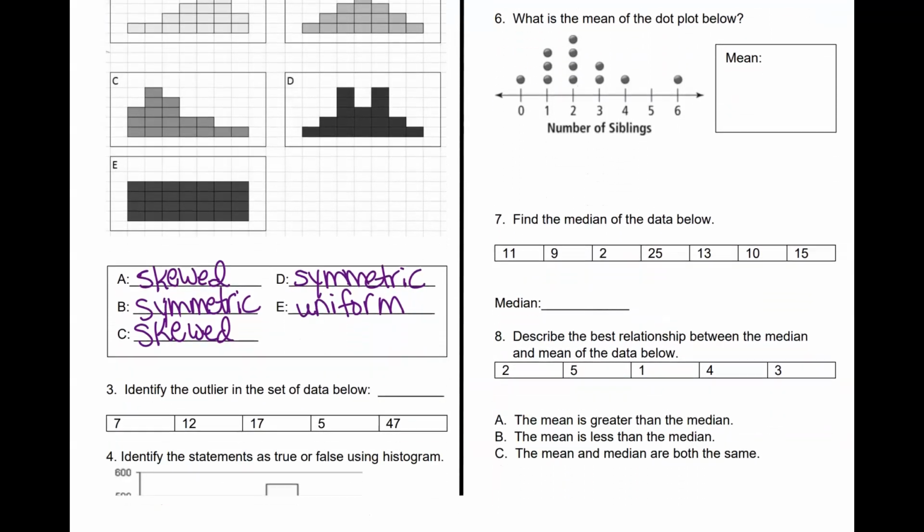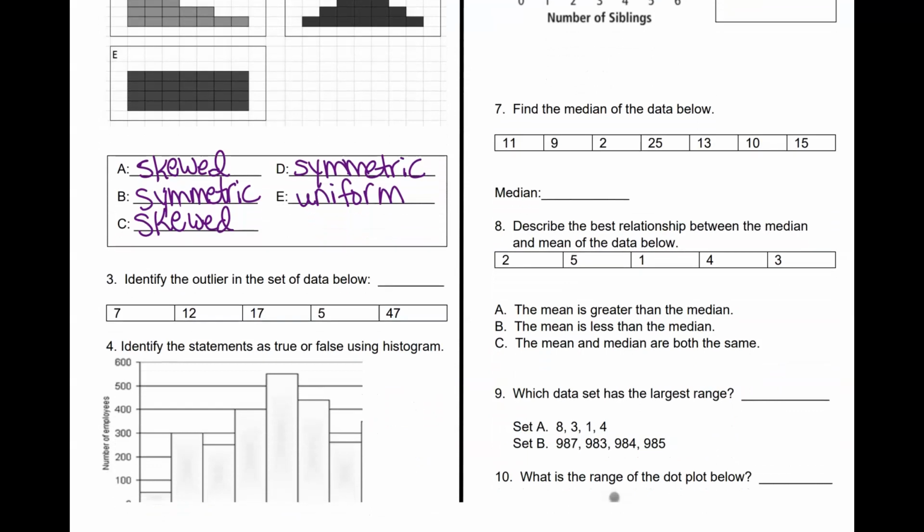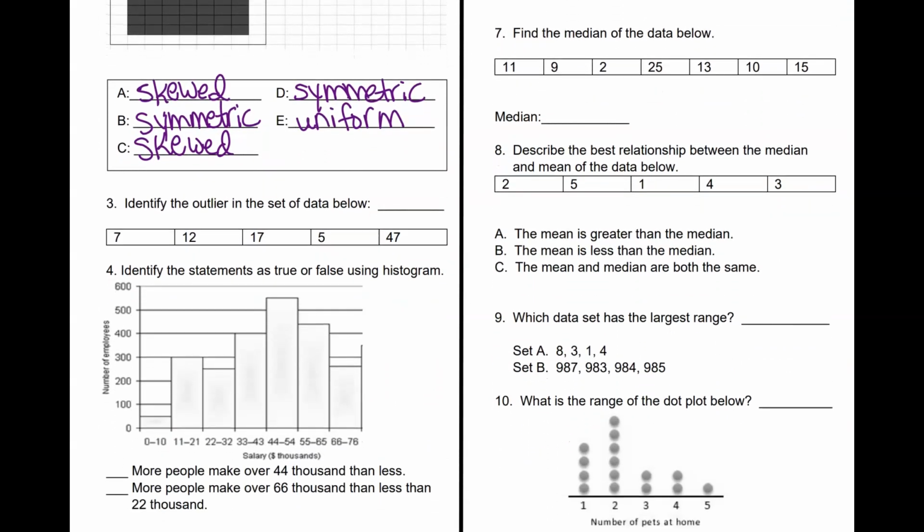Number 3, identify the outlier in the set of data below. Remember, an outlier is a number that is much larger or much smaller than the rest of your data. Looking at my data, I have 7, 12, 17, 5, and 47. So 47 is much larger than the rest of your data, so 47 would be considered your outlier.